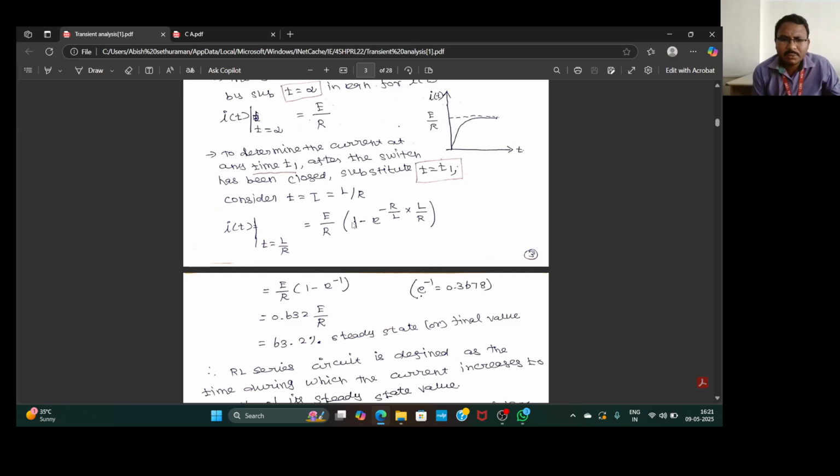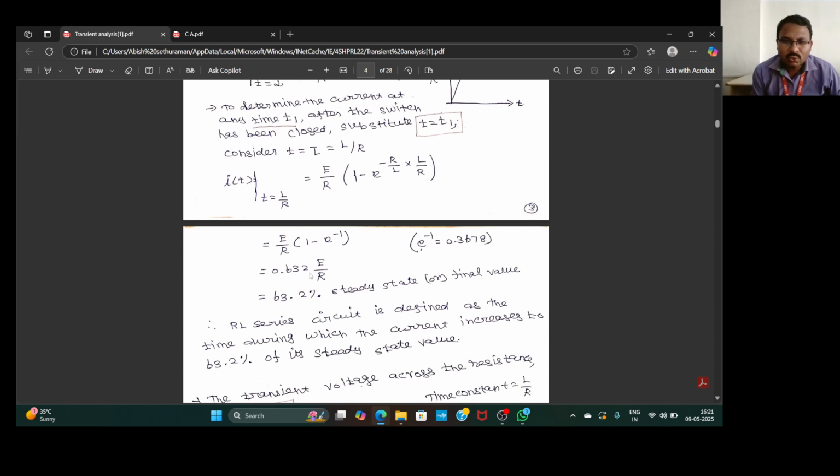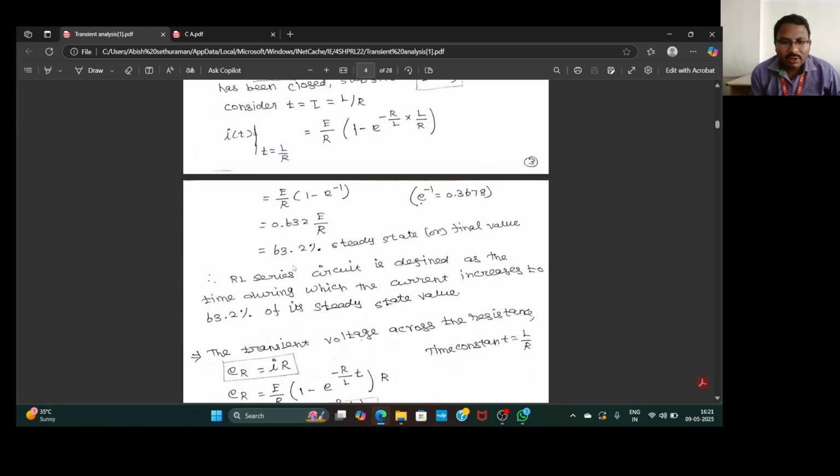Then we substitute equation 3, that is I of t, substituting L by R. So that is equal to E divided by R times 1 minus e power minus R divided by L into L divided by R. So that value is e power minus 1. The e power minus 1 value is 0.3678. So 1 minus 0.3678 is 0.632. That is 0.632 E by R. So we have obtained the final value for steady state condition as 63.2 percentage.